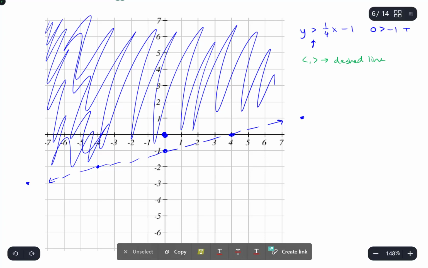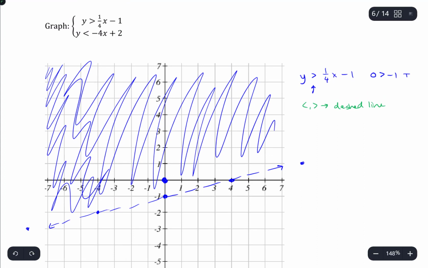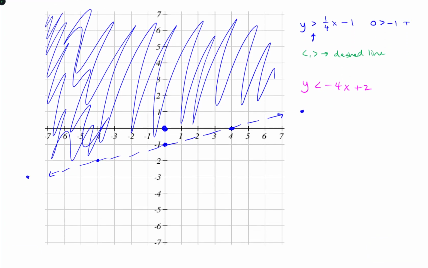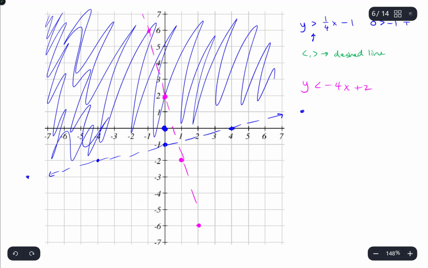Now the other inequality is y is less than -4x plus 2. That has a y-intercept of +2 and a slope of -4. So we go 1, 2, 3, 4 down and over 1, down 4, over 1, or up 4 and back 1. And this is a less than, so it's also a dashed line. I'll do my best to draw a nice dashed line through these.